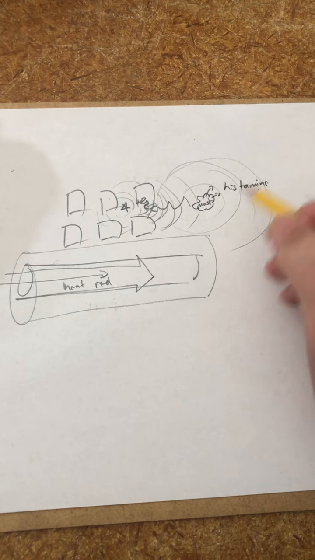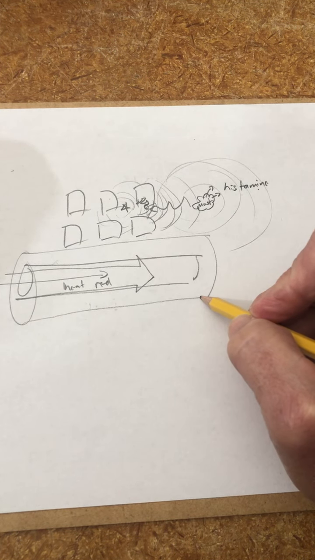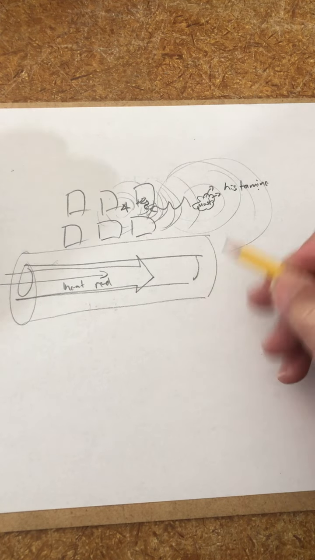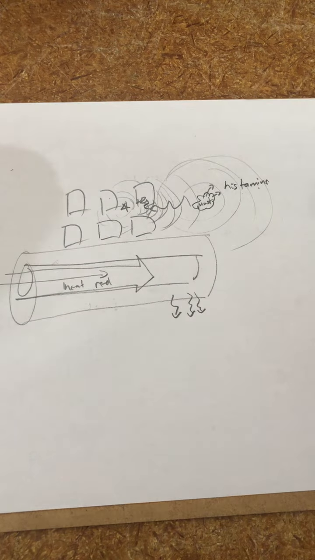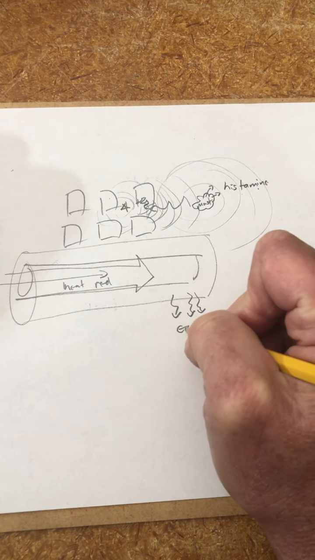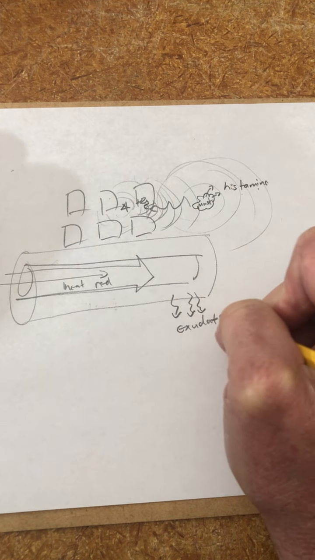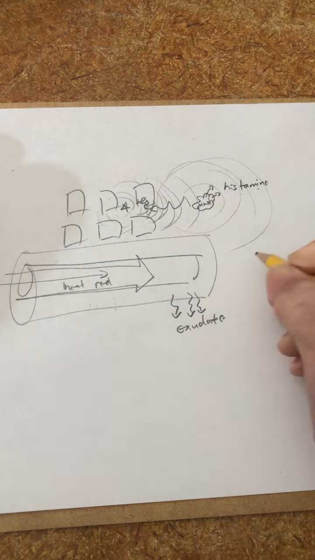Now, the histamine also causes the endothelial cells to become leakier and to allow more material to leave the blood. This extra material that's leaving is called exudate. And because extra fluid is moving into the interstitial spaces, that causes edema.